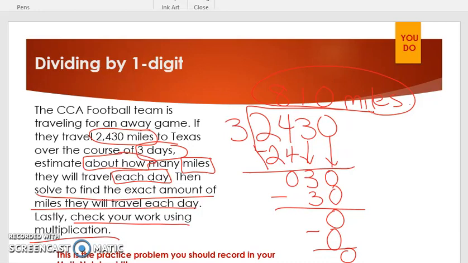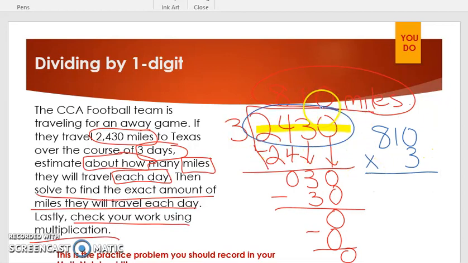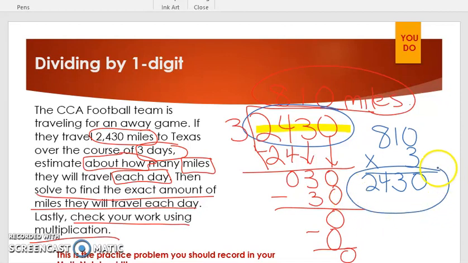So now let's go ahead and check our work using multiplication. So the answer that we want to arrive at is 2,430. So if we check, we're going to multiply 810 times 3, and we should arrive at this 2,430. 0 times 3 equals 0. 3 times 1 equals 3. And 8 times 3 equals 24. So we have 2,430 miles, and we know that we got our answer correct.